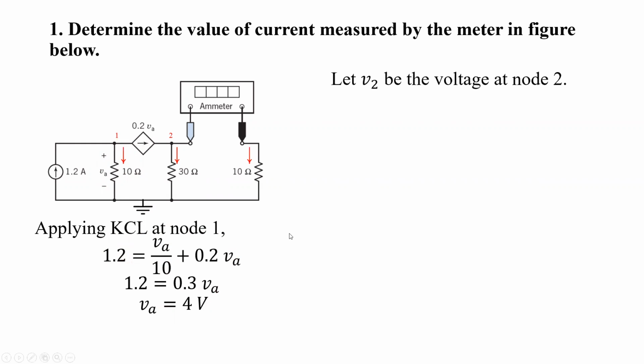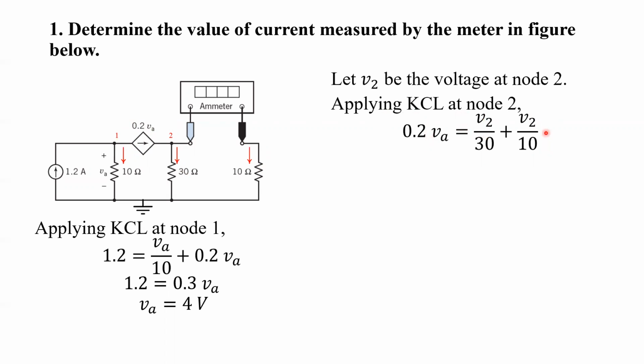Now let's apply KCL at node 2. Before applying KCL at node 2, let's assume the voltage at node 2 to be V2. When we apply KCL at node 2, we can see that 0.2 VA is incoming current to this node, and these two currents are outgoing. So incoming current equals outgoing current. Current through the 30 ohm resistor equals V2 by 30, and current through the 10 ohm resistor equals V2 by 10, and this incoming current. We can substitute the value of VA here equals 4, and after further simplification, we'll get V2 equals 6 volt.